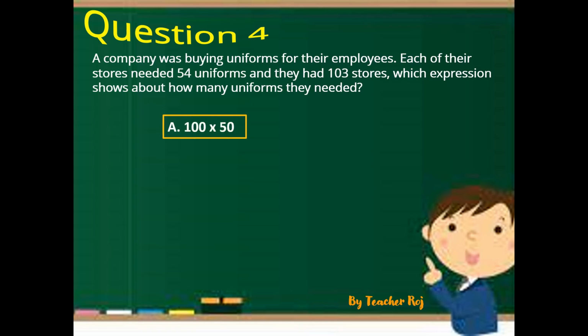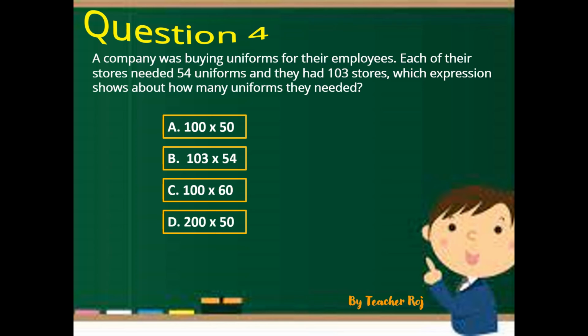A. 100 times 50. B. 103 times 54. C. 100 times 60. D. 200 times 50. And the correct answer now is, that's letter A. 100 stores times 50 uniforms.